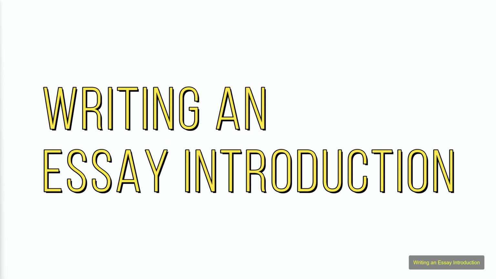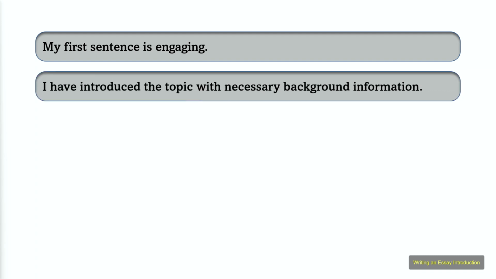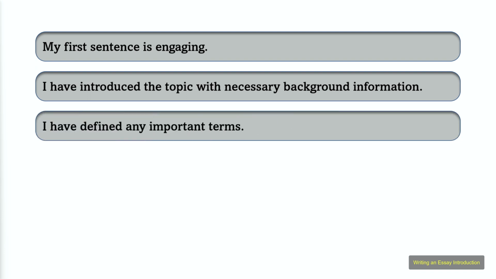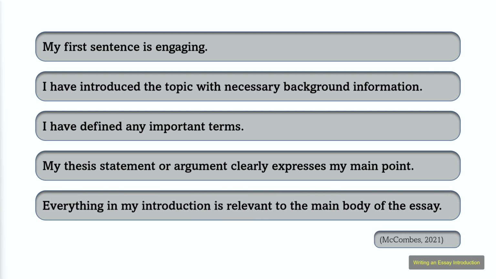So, how do you know if your introduction will be alright? Use the following checklist. My first sentence is engaging and relevant. I have introduced the topic with necessary background information. I have defined any important terms. My thesis statement or argument clearly expresses my main points. Everything in my introduction is relevant to the main body of the essay.